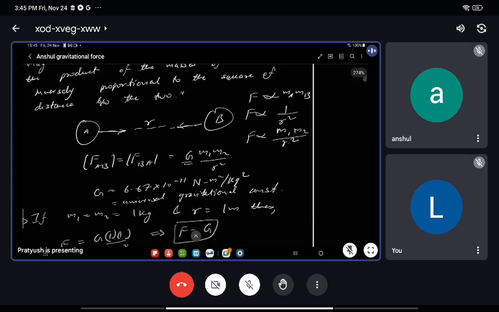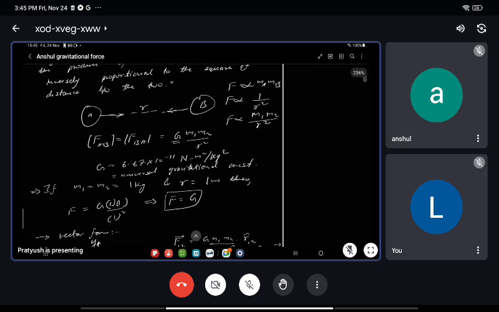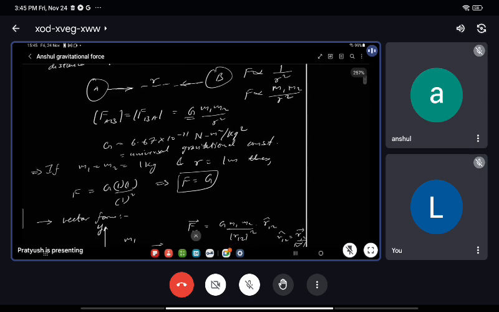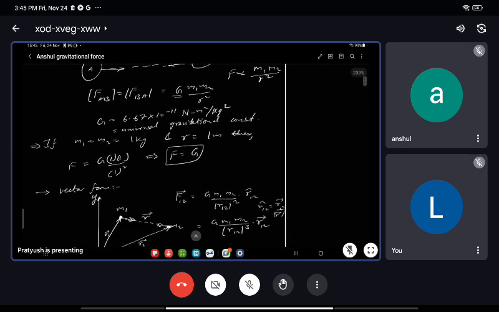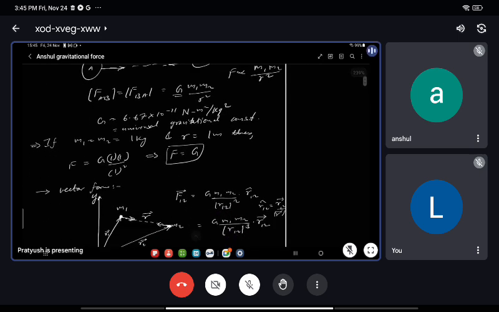Then G is called the universal gravitational constant. The value of G is 6.67 x 10^-11 newton meter square per kilogram square. It is equal to the magnitude of force which will exist between two particles when the distance between them is 1 meter and their masses are also 1 kilogram. Then the force of attraction between them will be G, numerically.